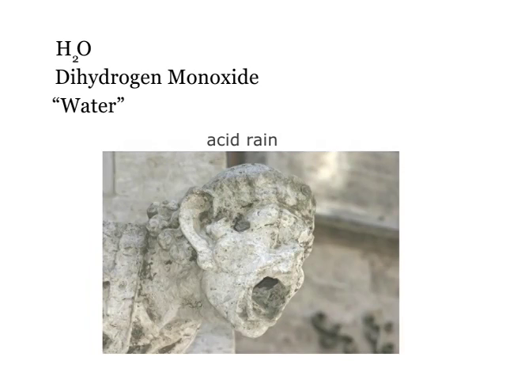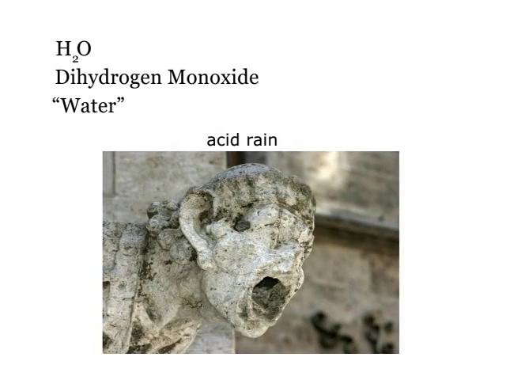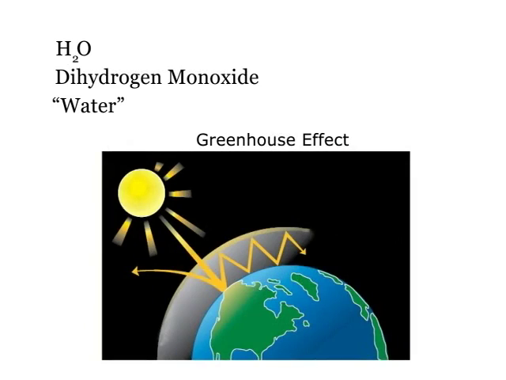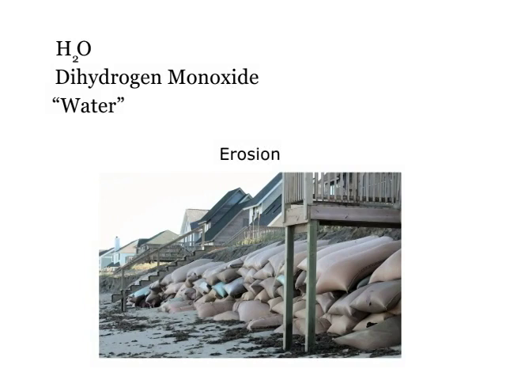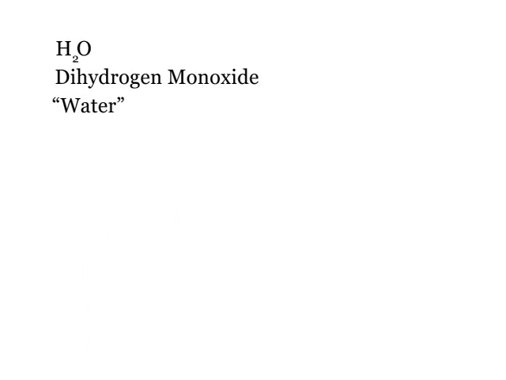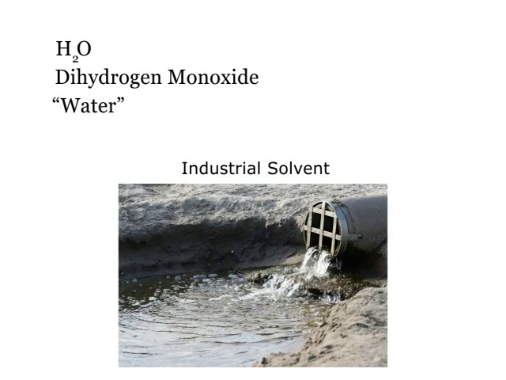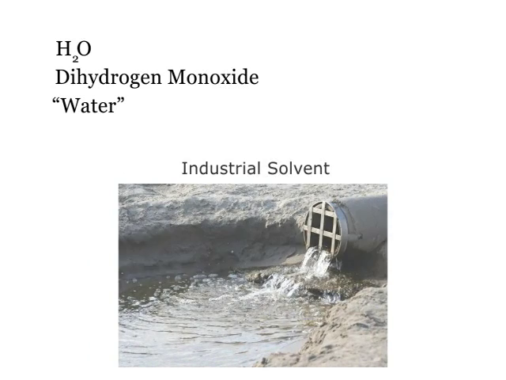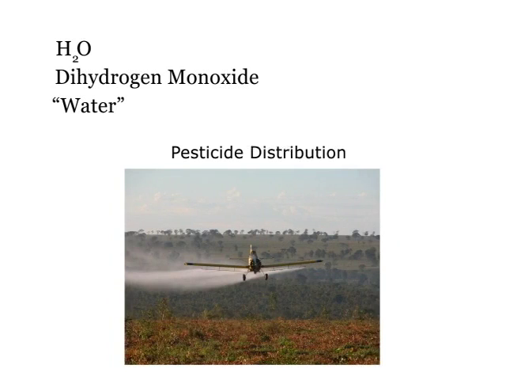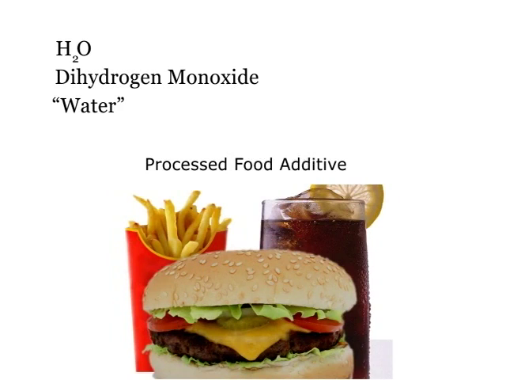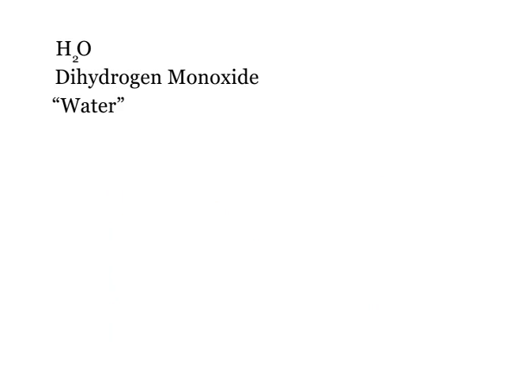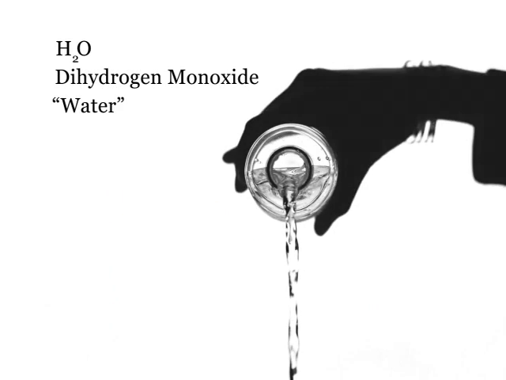Water is the major component of acid rain. Water contributes to the greenhouse effect. Water can cause severe burns. And water badly advances the erosion of natural landscapes. In spite of these potential hazards, water is widely used as an industrial solvent, and water is used in the distribution of pesticides. And now, water is a major additive in many processed foods. Dihydrogen monoxide, water.